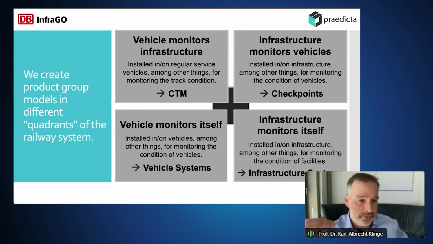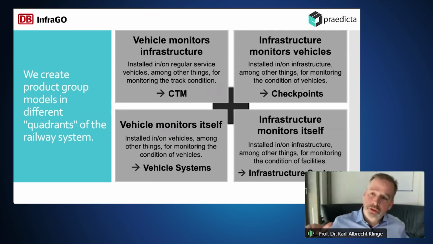This would be something like you're traveling on a regular train, and this train would then measure, for example, the longitudinal height. So if you have any bumps in the track, you would really see the difference from day to day, and that you're monitoring such data. That is very useful. And the same would be for vehicle monitors itself. That would be the same as infrastructure, but just that you have in-vehicle monitoring of the systems.